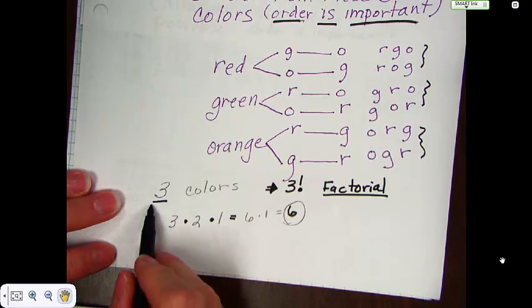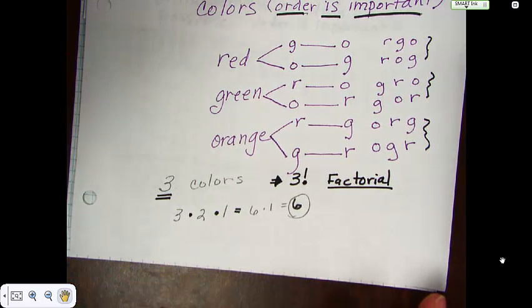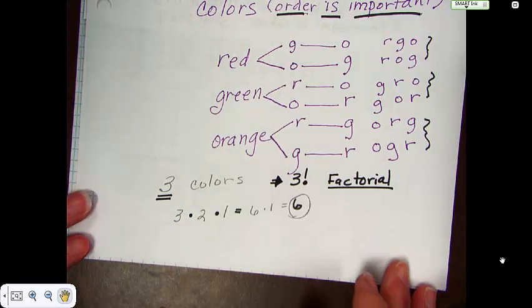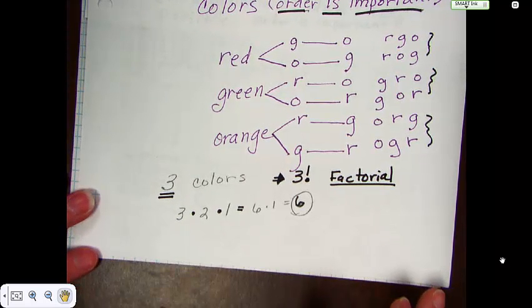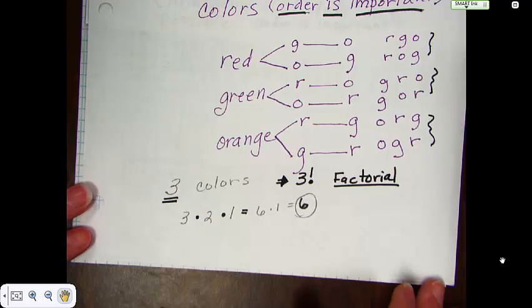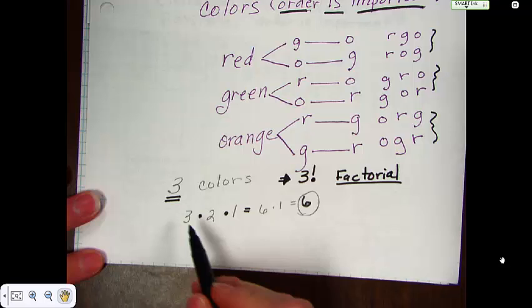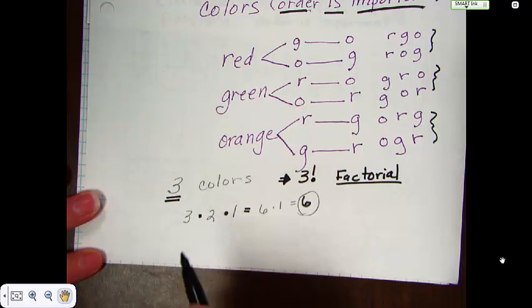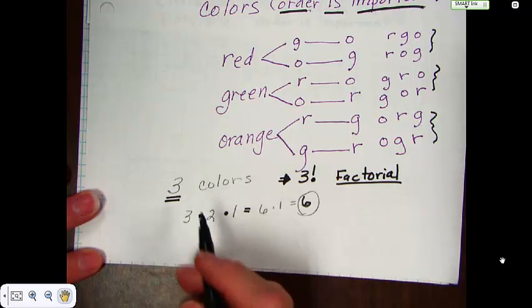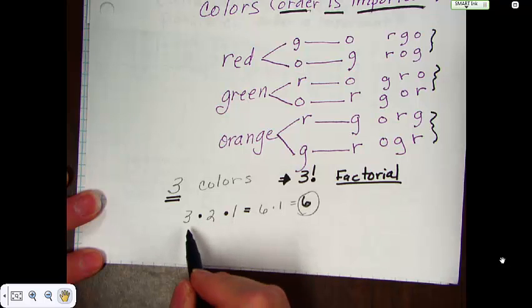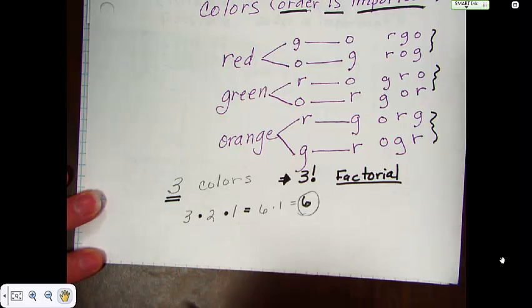So if we have 3 different items, it can be 3 colors, 3 chairs, 3 dogs, 3 cars, whatever you want to arrange in different arrangements with order being important, and you want all the arrangements possible, you take the total number of items, and then I call it counting down, but you use factorial, and so 3 times 2 times 1. If there were 4 items, it would be 4 times 3 times 2 times 1. 5 items would be 5 times 4 times 3 times 2 times 1. It gets to be a pretty big number after a while.